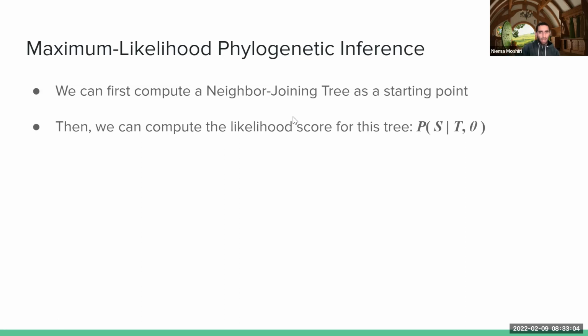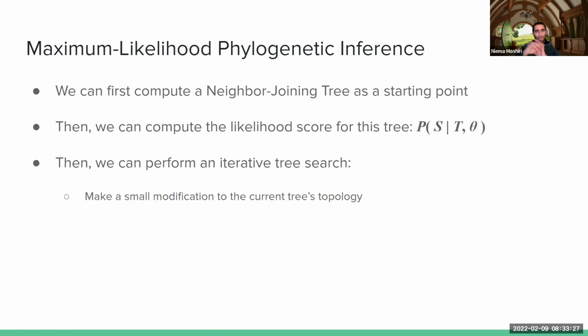And then given that neighbor joining tree, I can compute a likelihood score using that probability I just described: the probability of observing my multiple sequence alignment given this neighbor joining tree and given my model of evolution. And then what I could do is take an iterative approach to doing a tree search. I can make a small modification to the current tree. So maybe I'll rip off one of the branches and stick it on somewhere else. This is called tree grafting. I'll just rip off a part and stick it somewhere else. So I make a small modification to the tree, then compute the likelihood score of that new tree.